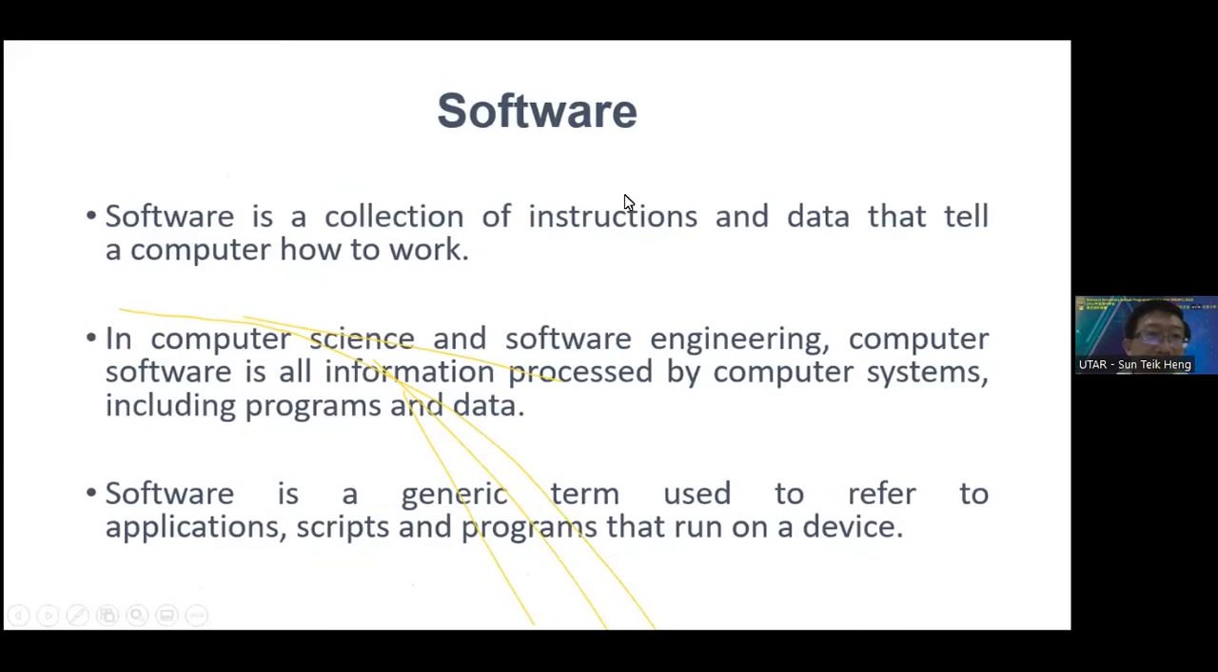So what is software? Software is a collection of instructions and data that tell the computer how to work. Basically, your computer hardware, if you have only the operating system, is still of no use, right? Because you must have the software or the programs. So we have different types of software that serve different purposes.